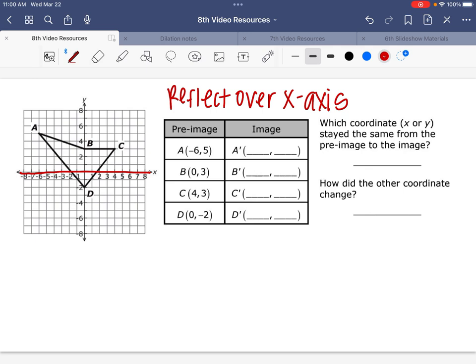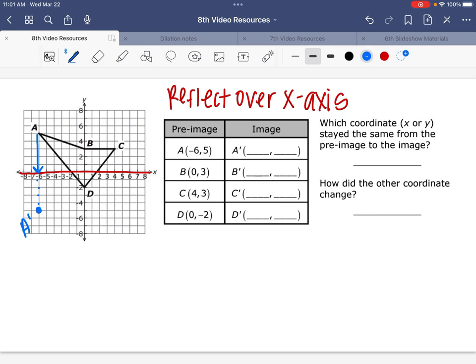So I know if I'm reflecting something, it kind of means I'm flipping it over my line of reflection. So I see right now that A is 5 away from the x-axis, so then I'm going to count 5 on the other side. 1, 2, 3, 4, 5. And there is A prime.